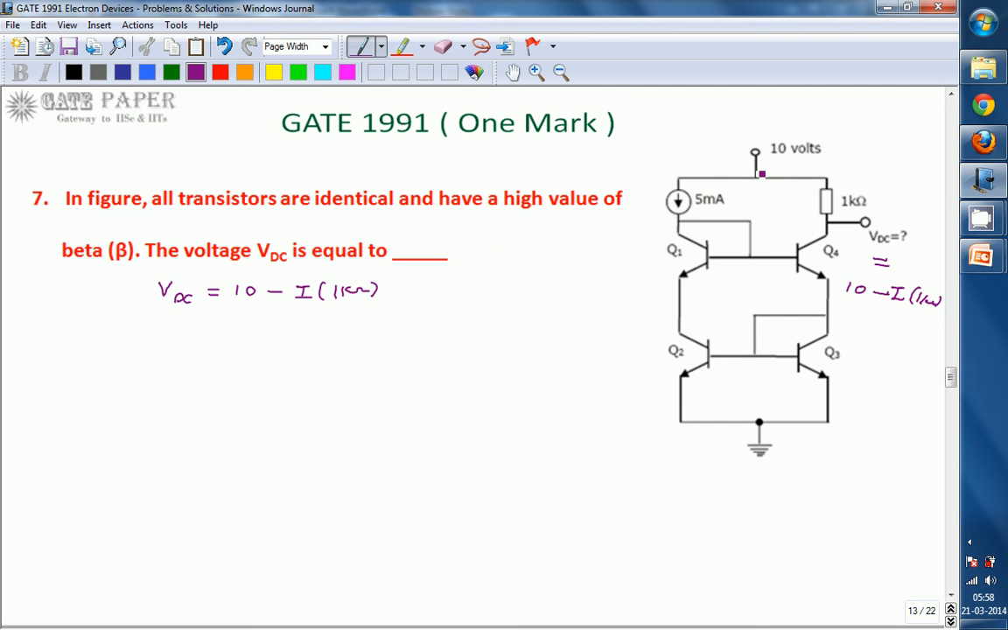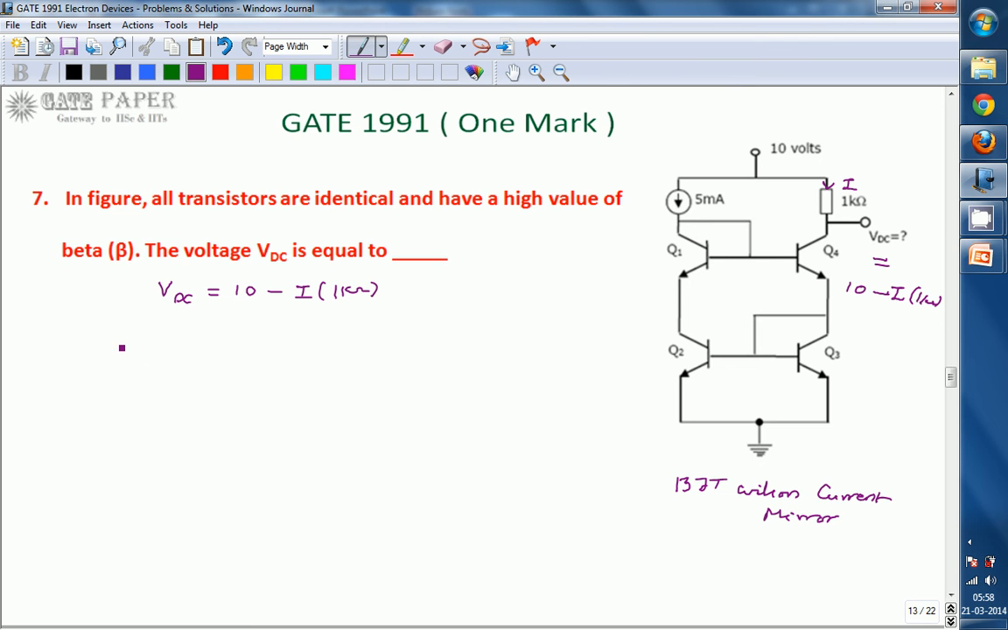is. So the current flowing through this 1 kilo ohm is nothing but I. If you are able to calculate I, at that time you can calculate VDC. Okay, and if you observe this diagram, this is called a BJT Wilson current mirror. The meaning of current mirror, as the name implies, is that it mirrors the input current at the output, so the output current is the same as the input current. And that too, the beta value is going to be very high.